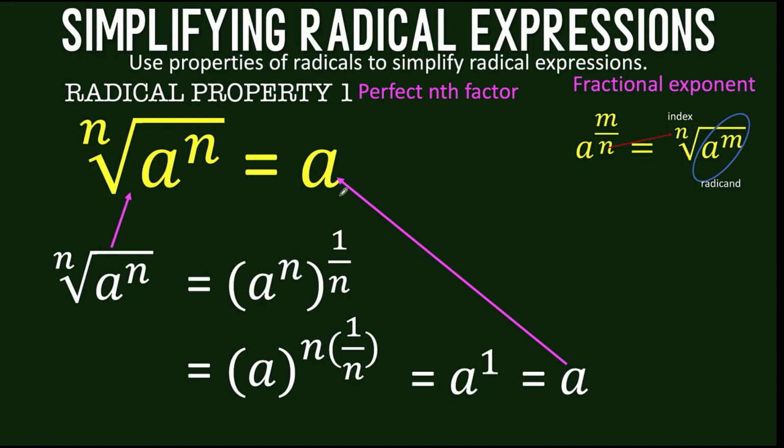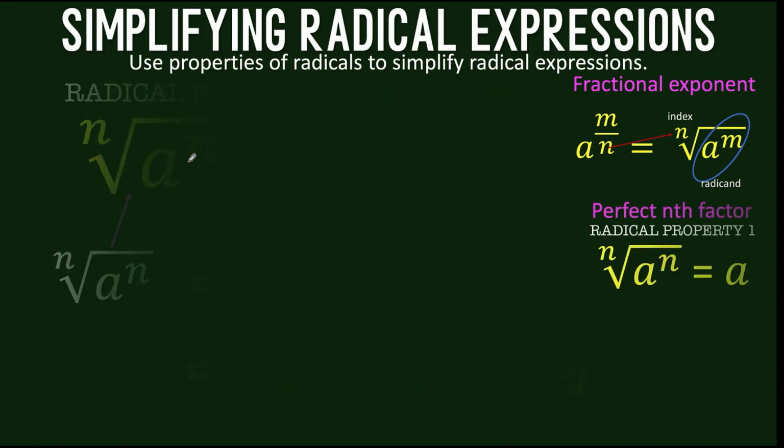This is the property that you are going to use a lot in simplifying radicals. Whenever there is a perfect nth factor, then you can eliminate the radical symbol. So let's remember this property. We are going to use that a lot.